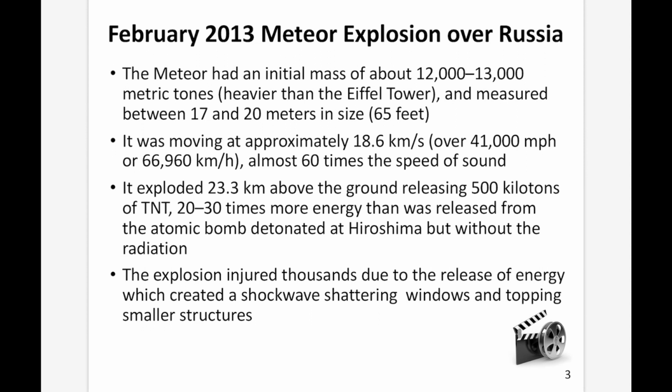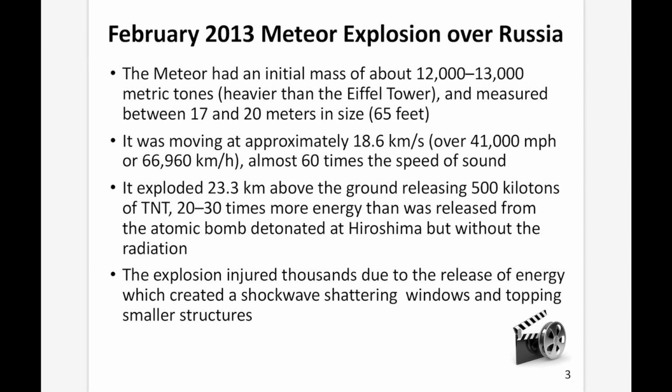speed of sound. It exploded 23.3 kilometers above the ground, and it released 500 kilotons of TNT, 20 to 30 times more energy than was released from the atomic bomb detonated at Hiroshima, but without the radiation. Keep in mind, it also impacted over 23 kilometers above Earth's surface, and that reduced the impact as well. The explosion injured thousands due to the release of energy, which created shock waves, shattering windows and toppling smaller structures.